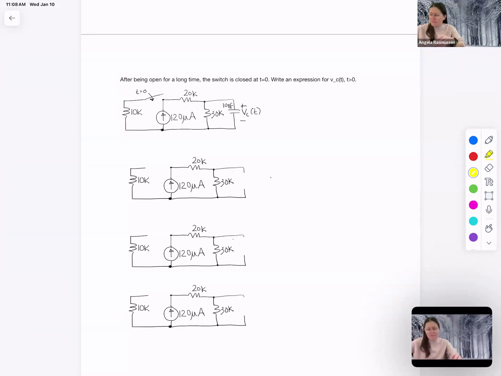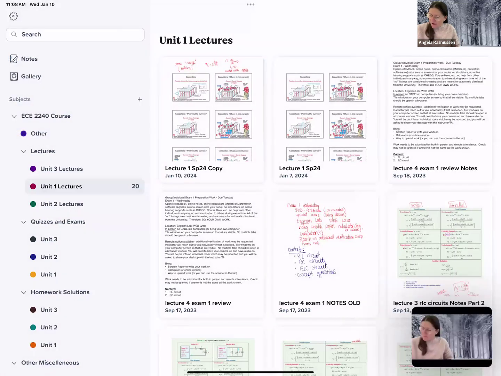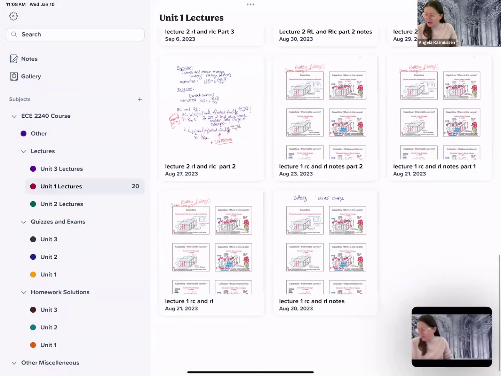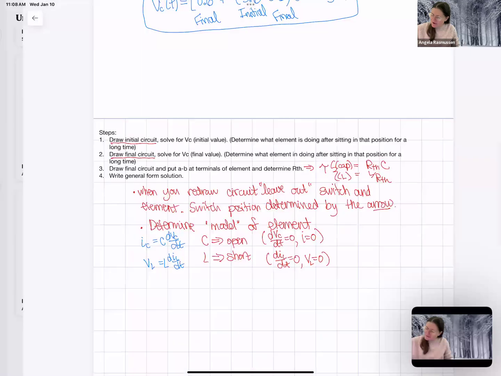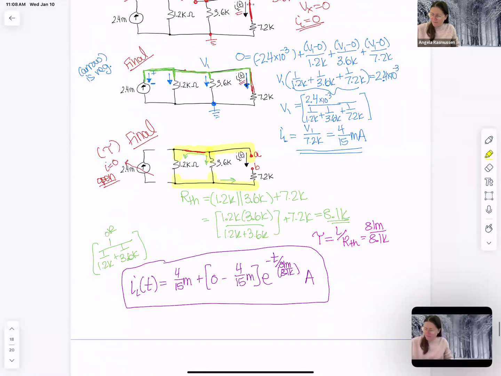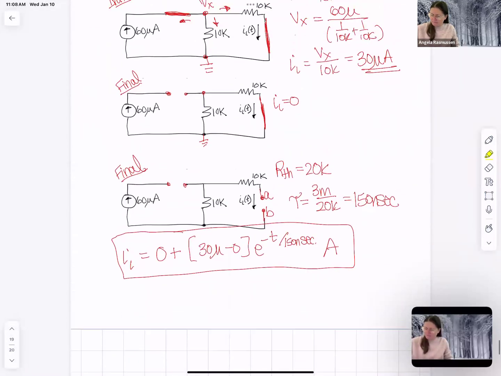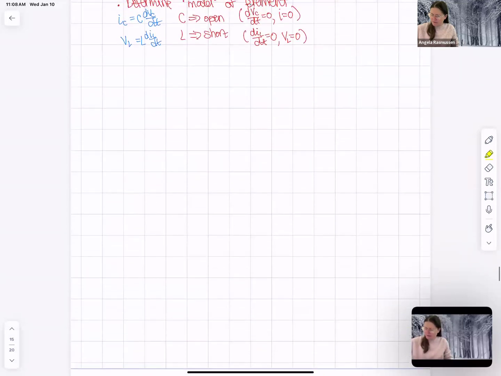Let me go copy this so I don't have to write it all. Let's see. Okay.